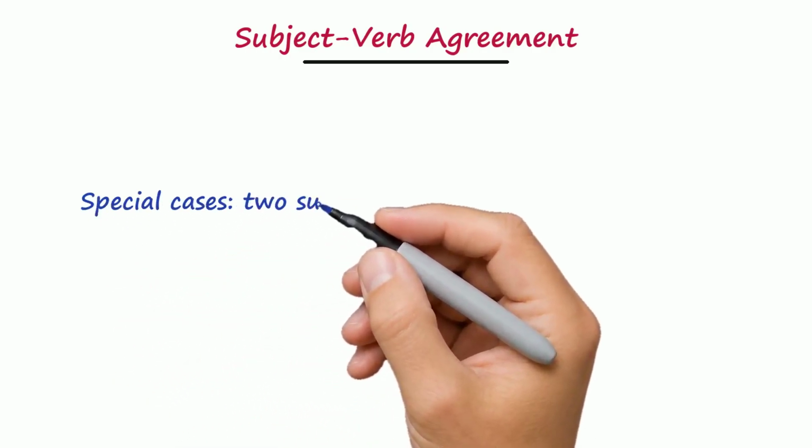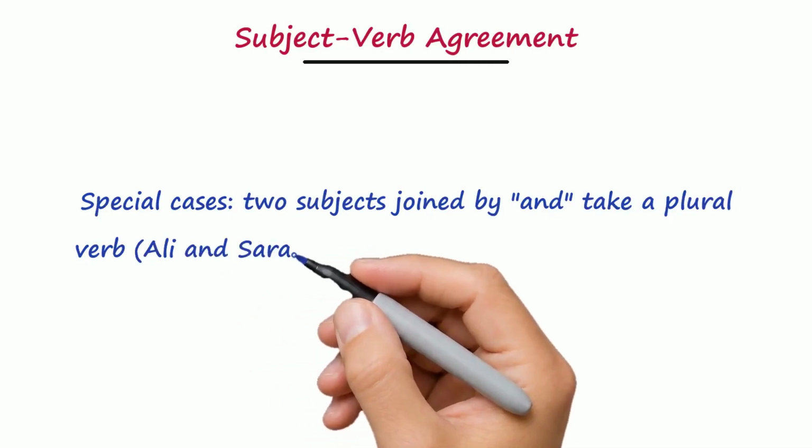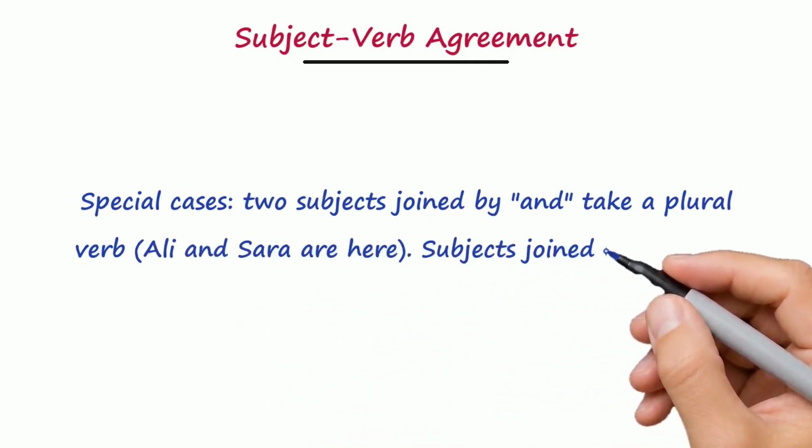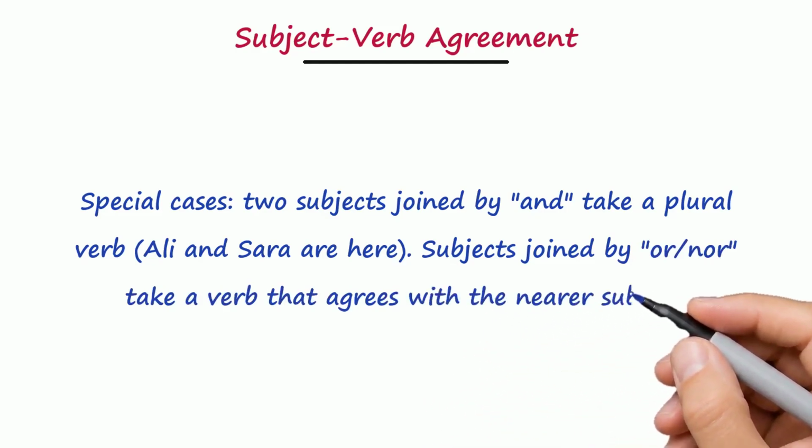Special cases. Two subjects joined by and take a plural verb. Ollie and Sarah are here. Subjects joined by or / nor take a verb that agrees with the nearer subject.